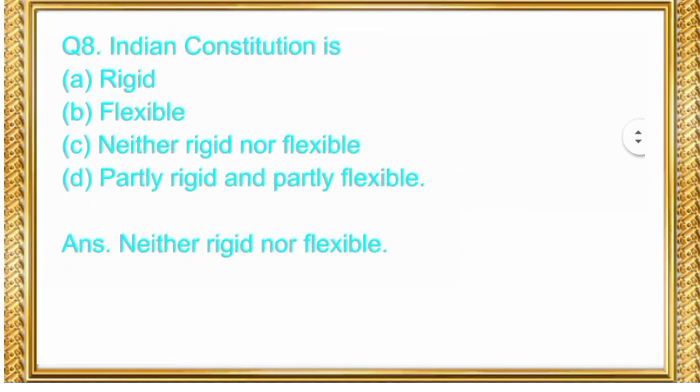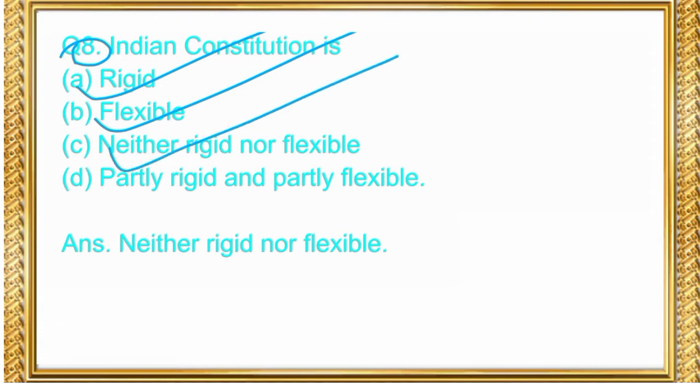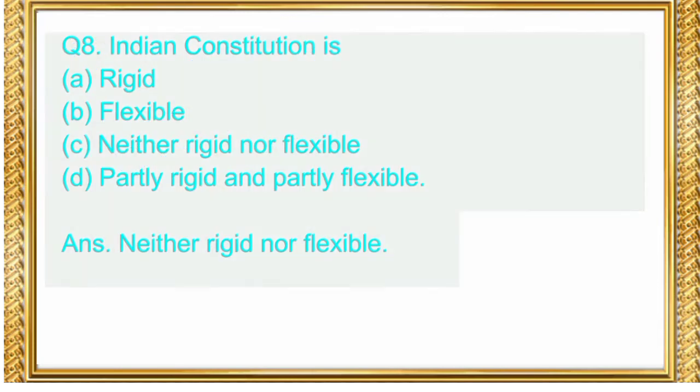Next question is question number 8, telling that the Indian constitution is, option A is rigid, B is flexible, C is neither rigid nor flexible, and D is partially rigid and partially flexible. And the correct option is C, neither rigid nor flexible.